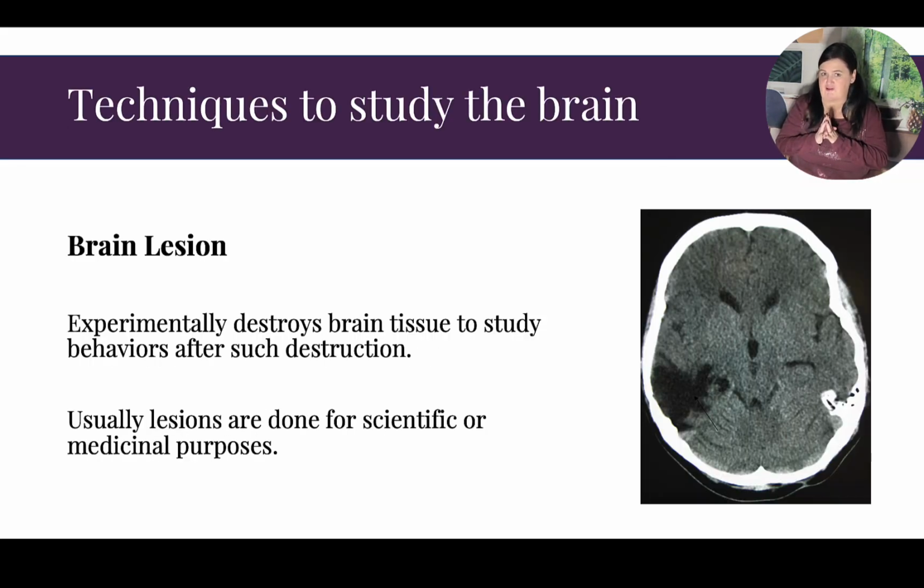Okay, so let's talk about how the heck we know about these parts of the brain and all of these techniques to begin with, right? How do we even get inside to see what it looks like? One of the early ways that we still use is called brain lesions. Brain lesions are where a surgeon will experimentally cut into and destroy brain tissue on purpose, which sounds terrible to say, but they want to study the behaviors after such destruction has taken place.